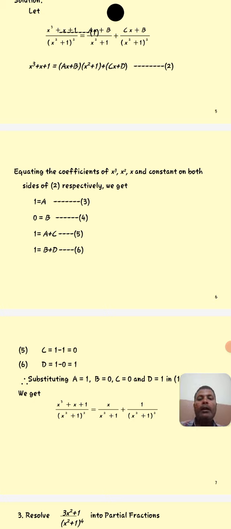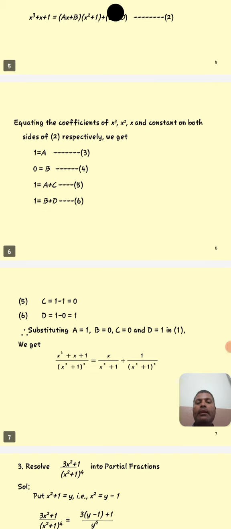Now comparing the constant term, on the left side it is 1, on the right side it is b plus d. This is equation number 6. From 5 and 6 we have to subtract them. From 5, c is equal to 1 minus 1, equal to 0, and from 6, d is equal to 1 minus 0, equal to 1. Substituting, a is equal to 1 and b is equal to 0 and c is equal to 0 and d is also equal to 1.